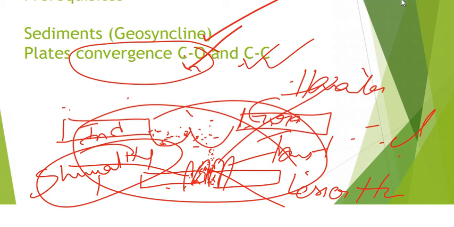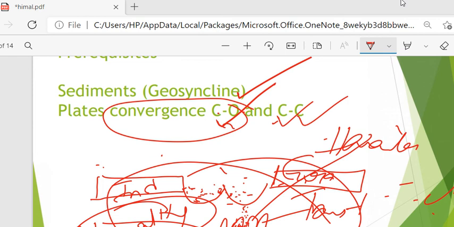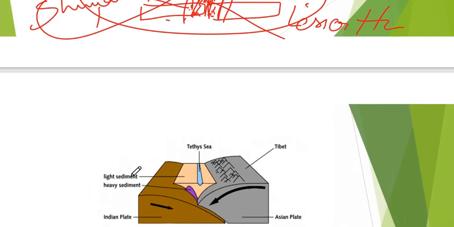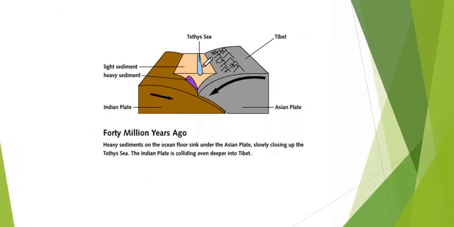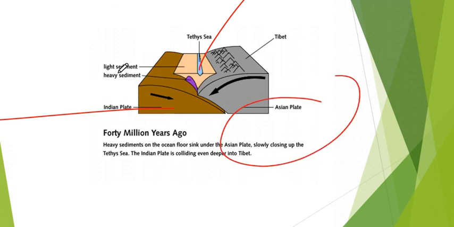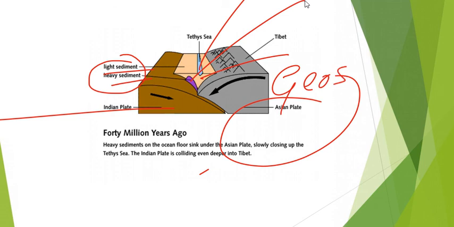This is what I will show you in your picture. Just see this. What do you see? That is the sea, right? Which is between the India plate and the Eurasian plate. See what they are saying. Sediments. Nothing but geosyncline.